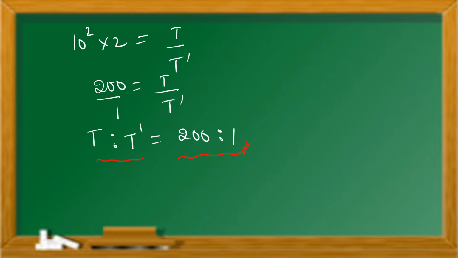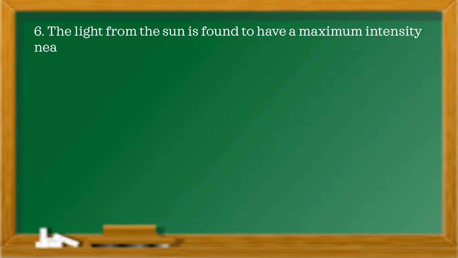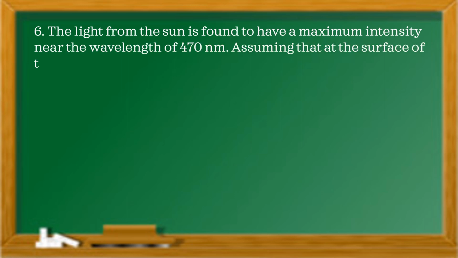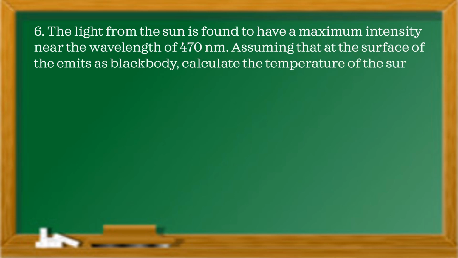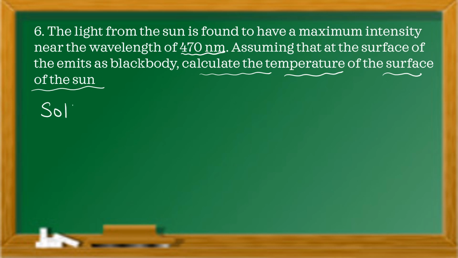Okay. Next we will go to the sixth question. The light from the sun is found to have a maximum intensity near the wavelength of 470 nanometers. Assuming that the surface of the sun emits as a black body, calculate the temperature of the surface of the sun. So in this question they have given a wavelength of 470 nanometers and we have to calculate the temperature of the surface of the sun. Okay, let us come to the solution.